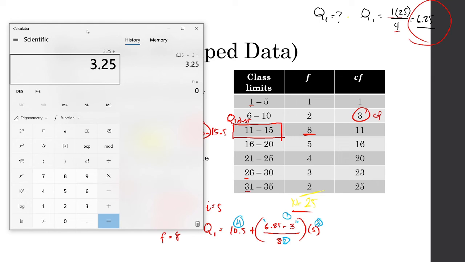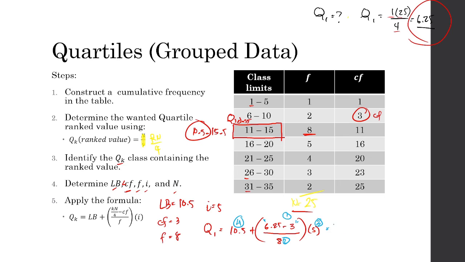3.25 divided by 8. Okay? Then multiply it by 5. Then add it to your LB. So add 10.5. So kahit yung calculator na pangtindahan ang gamitin nyo, hindi kayo problema sa pag-compute nito. So we have there 12.53. Okay? So this will be equal to our 12.53.